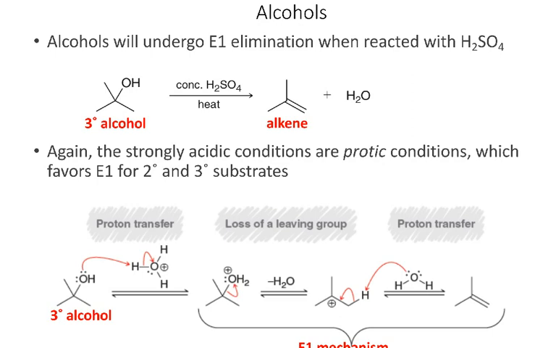We can also have elimination reactions with alcohols, and again, the strongly acidic conditions are very protic, and so that's going to favor E1 for secondary and tertiary substrates.